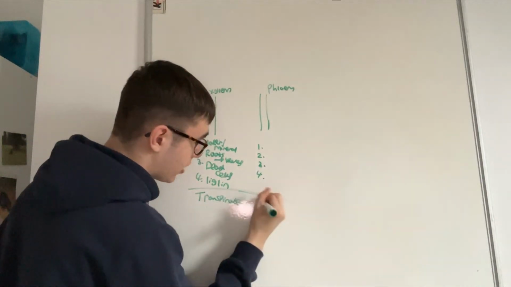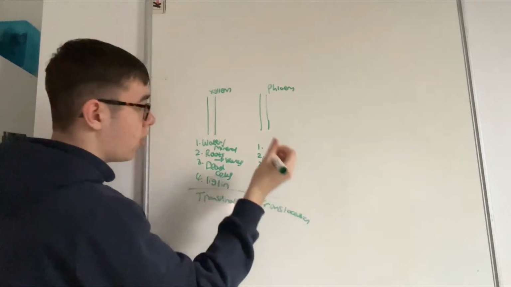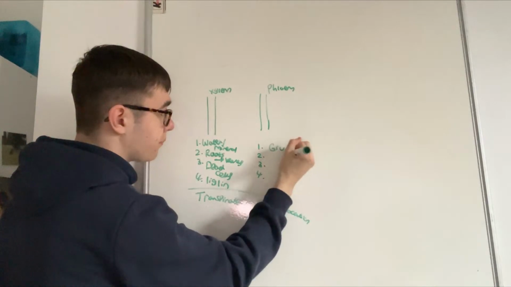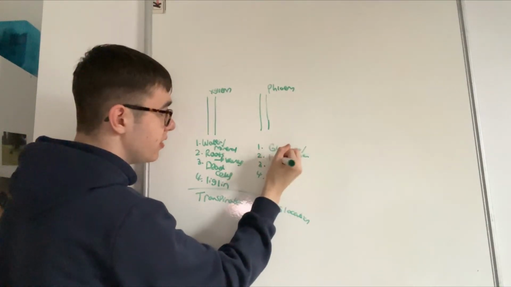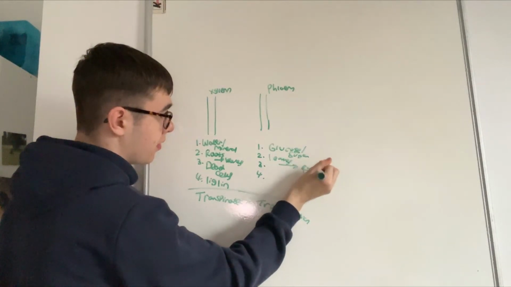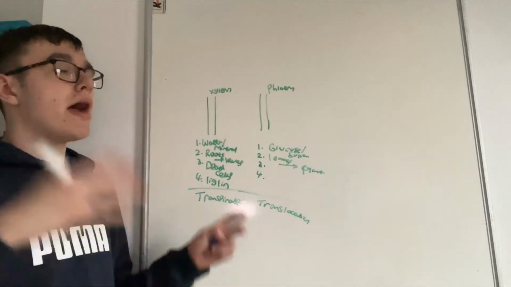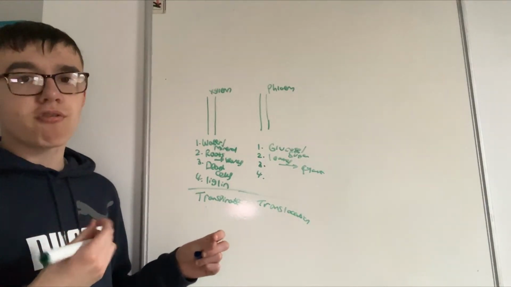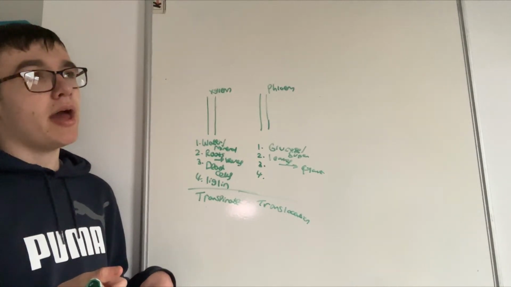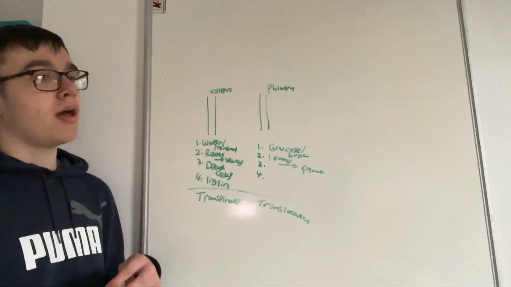And then we have translocation, which is where, obviously, the glucose/sugar is taken from the leaves to other parts of the plant. Because remember, glucose isn't going to be much use in the leaves. It needs to go everywhere, because glucose is used for growth. It is used for aerobic respiration. It is used for a lot of parts of a plant.